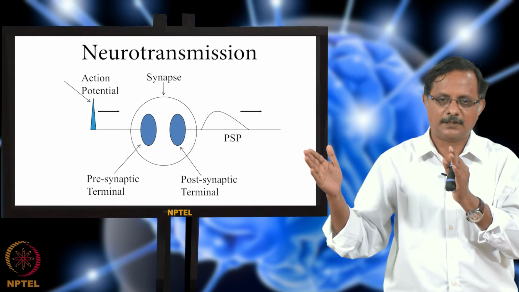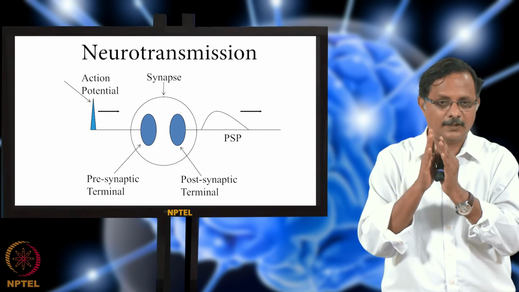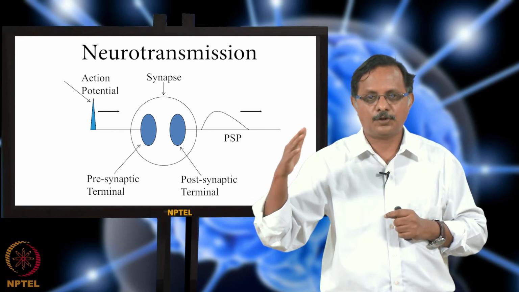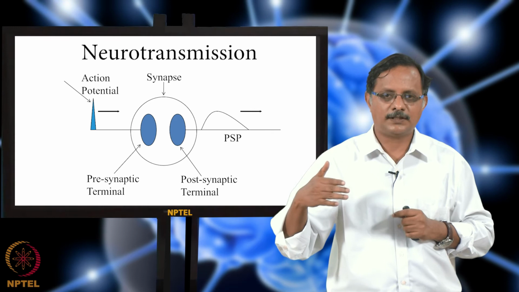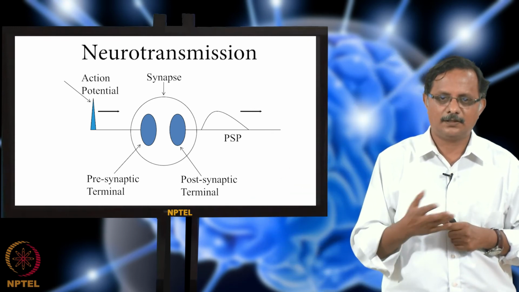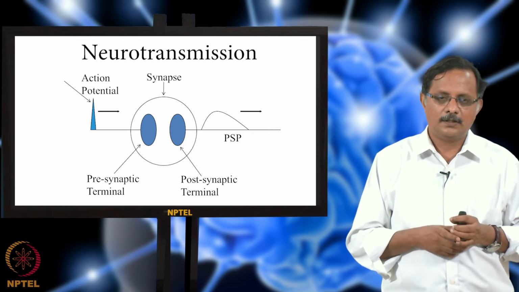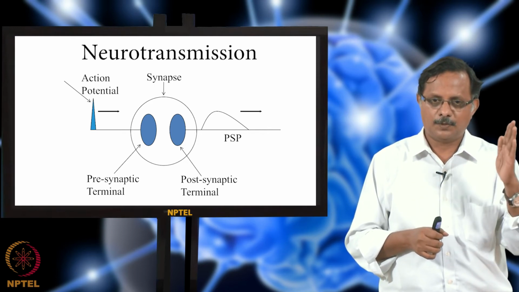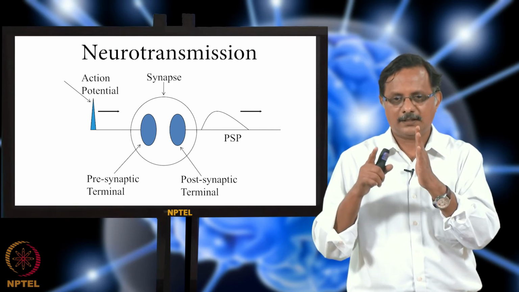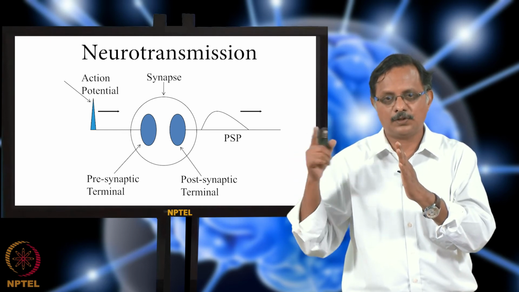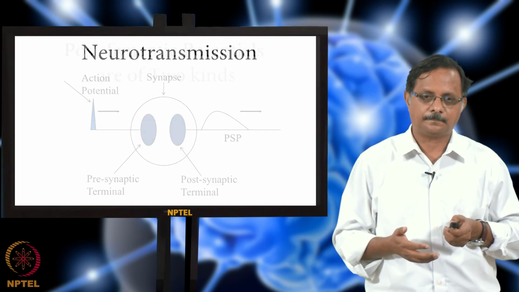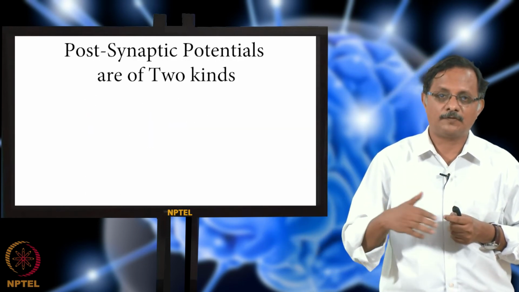This chemical arrives at the postsynaptic terminal by diffusing across the narrow gap of the synaptic cleft, and acts on the postsynaptic terminal and produces a voltage response, which is called the postsynaptic potential, or PSP, for obvious reasons. So, the electrical signal on the presynaptic side, the action potential, comes to the synapse, gets converted to a chemical signal, and the chemical signal is again converted to an electrical signal on the postsynaptic side, where it becomes another voltage wave called a postsynaptic potential. Now, these postsynaptic potentials are of two kinds.